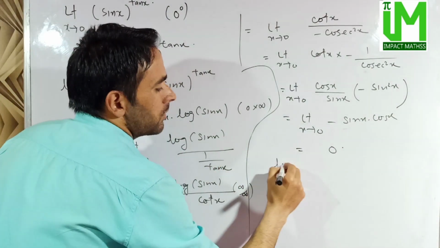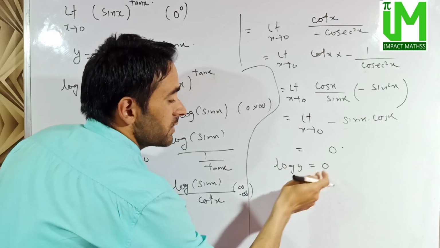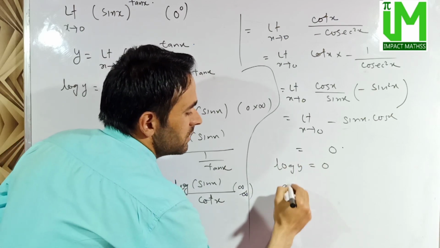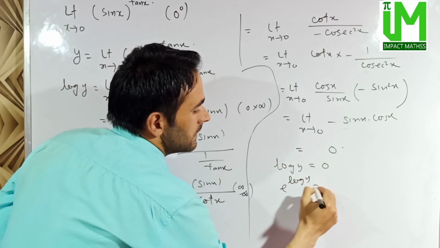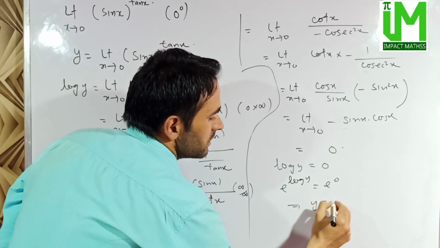Now log of y is equal to 0 means taking e as the base again, so e raised to power log of y is equal to e raised to power 0, which means y is equal to 1.